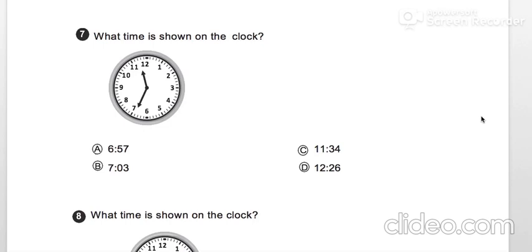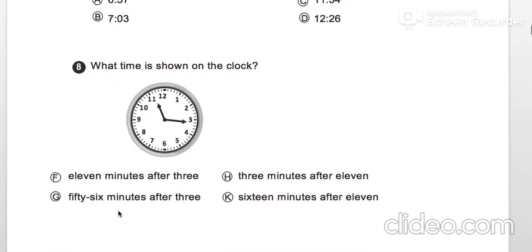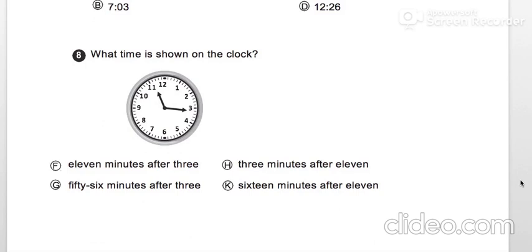Number 7, what time is shown on the clock? You're going to shade in the correct answer. Number 8, what time is shown on the clock? These are written out long in word format. Show your answer. I'll read them for you. 11 minutes after 3, 56 minutes after 3, 3 minutes after 11, 16 minutes after 11. Remember, you can pause this video or you can rewind if you missed anything.